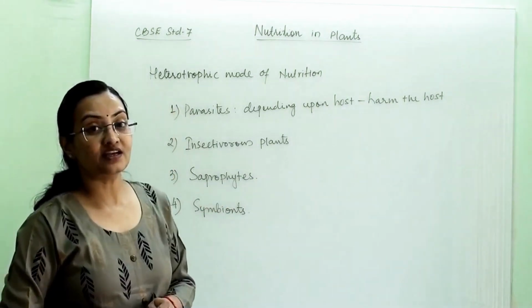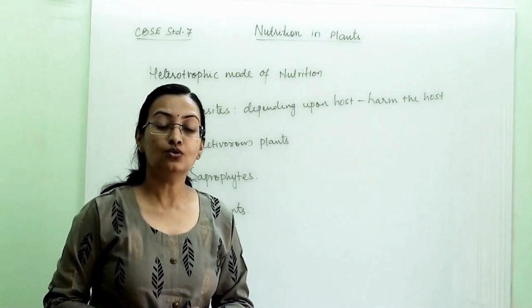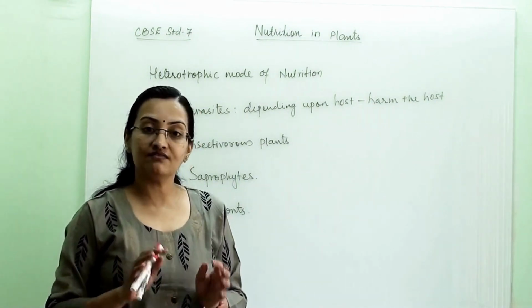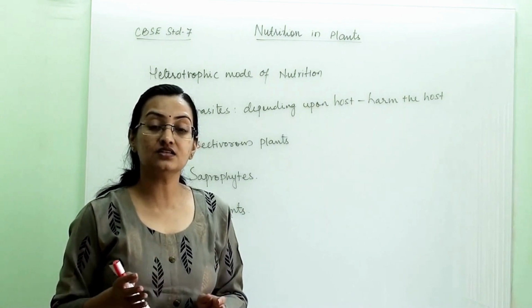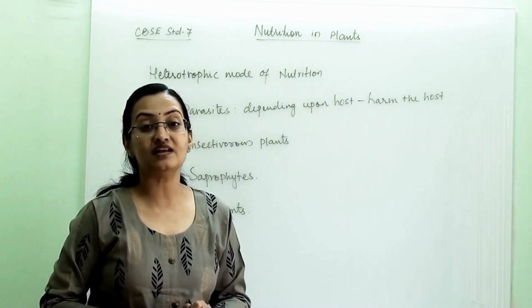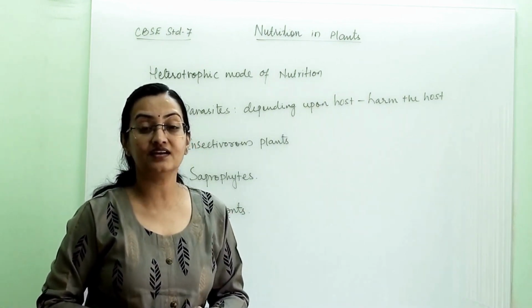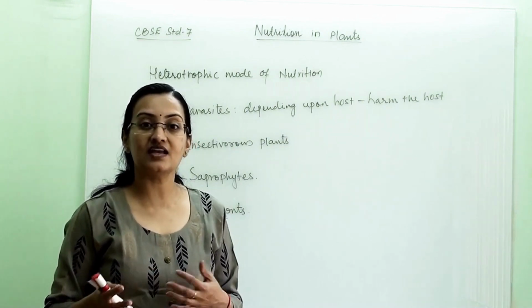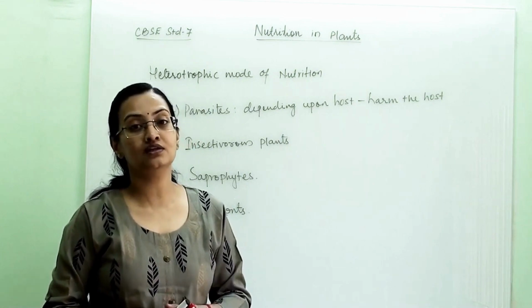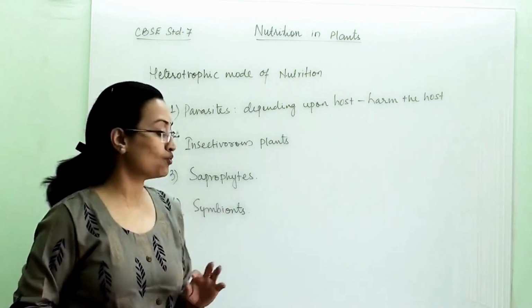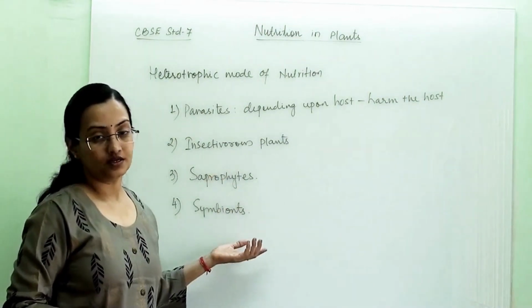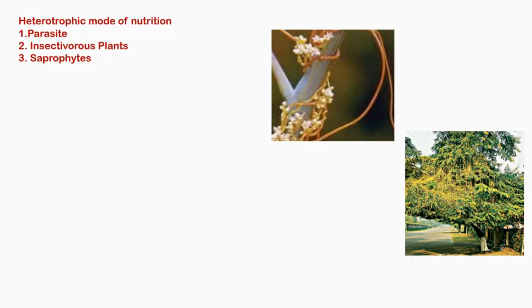And the fourth category of organisms are known as symbionts. Symbionts means two organisms are living with each other, and in turn this relationship will be beneficial for both of them, and they will survive together. In turn they are sharing some of their needs, and they will survive together. They are known as symbionts. So now let us talk about each in detail. Let us learn first one, that is parasitic mode of nutrition.